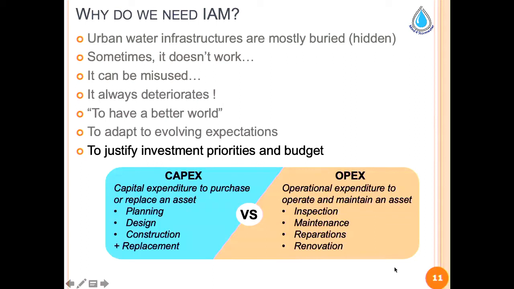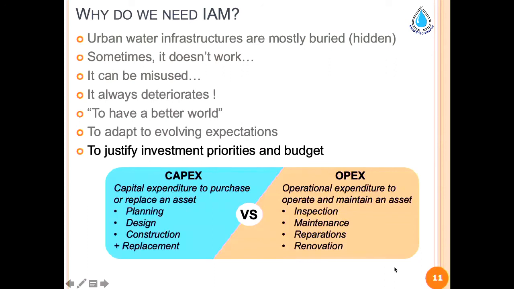And utilities are public bodies, so they also need to justify in front of the population that the money is used as best as possible. So this is very important. If you start to work on infrastructure asset management, you need to take into account that you need to explain and justify every cost that you will have to spend.